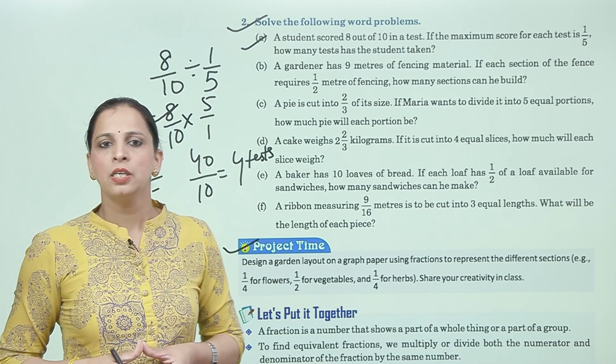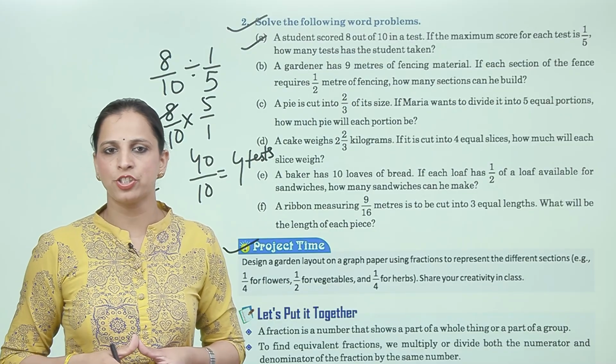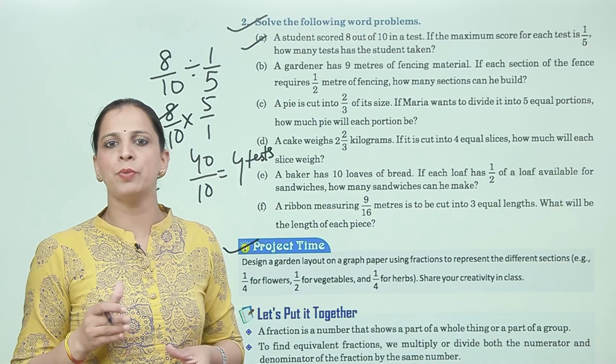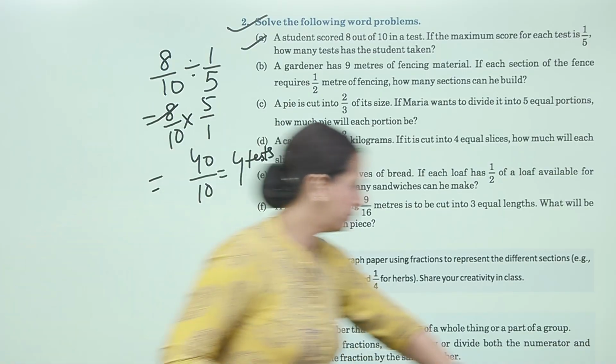Design a garden layout on graph paper using fractions to represent the different sections, that is 1/4 for flowers, 1/2 for vegetables, and 1/4 for herbs. Share your creativity in the class.